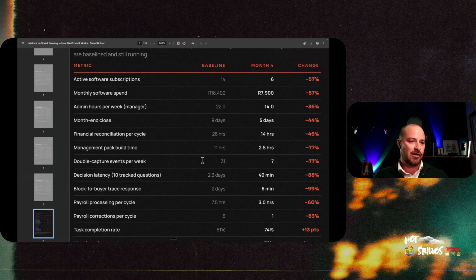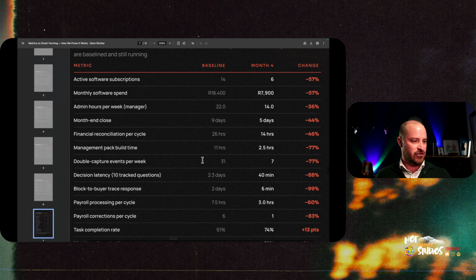Their month-end closes went from 9 days to 5 days. Financial reconciliation per cycle went from 26 hours to now 14 hours. This is 4 months in. This isn't even the MVP at full scale. Management pack build time went from 11 hours to 2.5 hours. Double capture events per week: there used to be 31, there are now only 7.